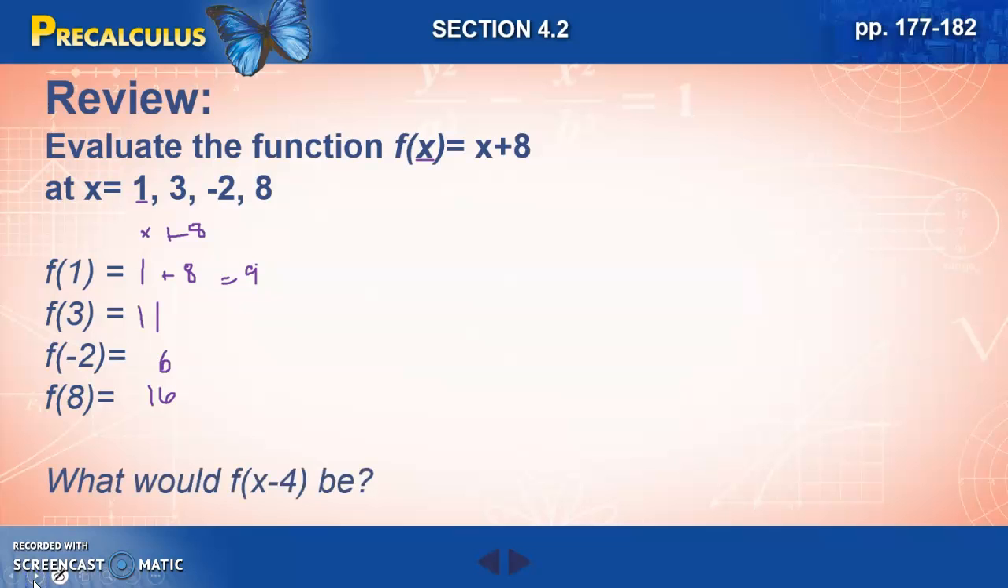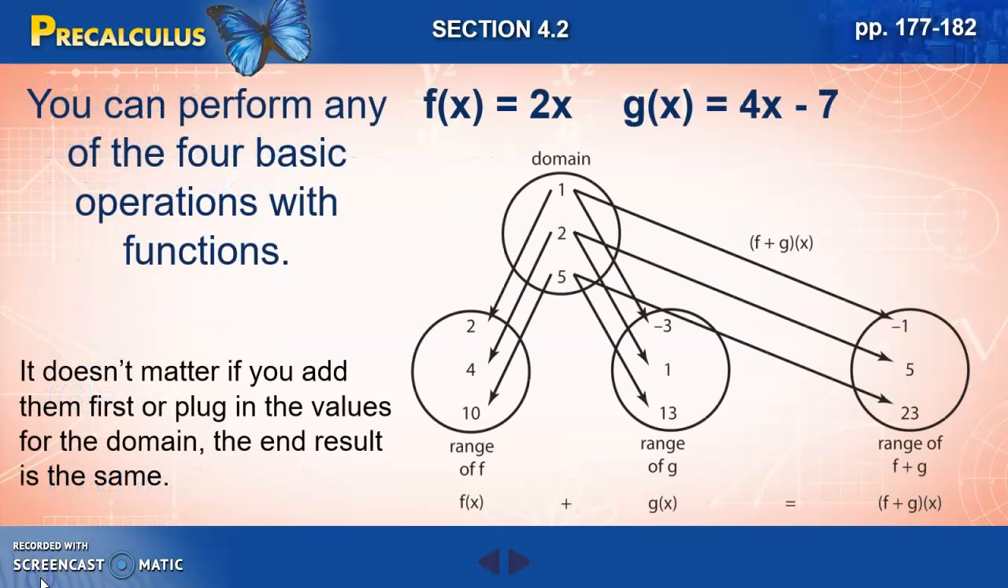But what if you see something like this? What would f of x minus 4 be? Well, you're still going to follow the same rule. Our original function is f of x equals x plus 8. Before, we were given just a number, but now we're given an expression, f of x minus 4. So every time we see an x, instead of x we're going to substitute what's in parentheses. In this case, x minus 4 plus 8. If we simplify that, x minus 4 plus 8 is x plus 4. So f of x minus 4 is x plus 4.